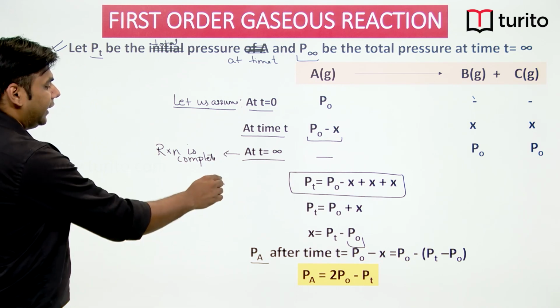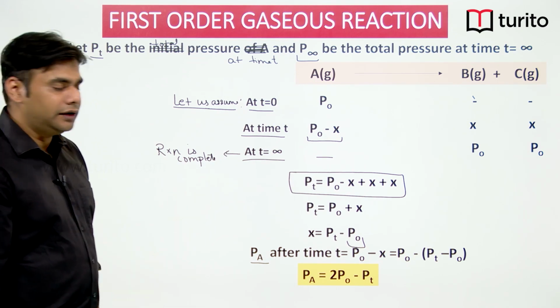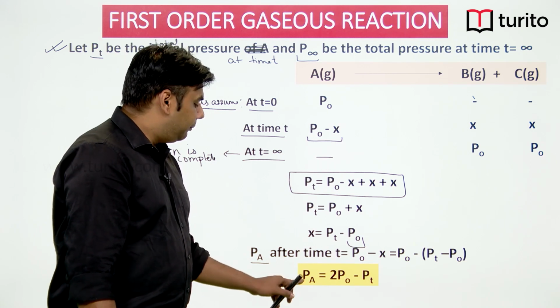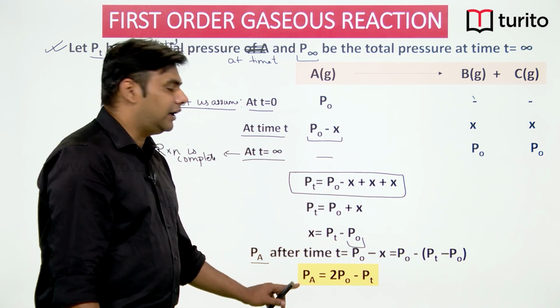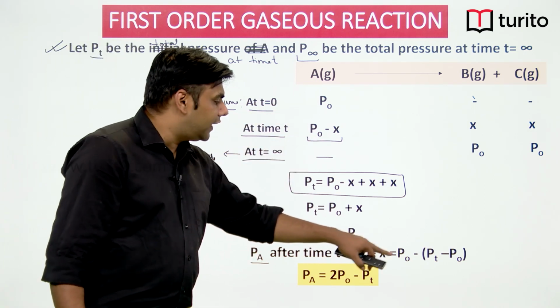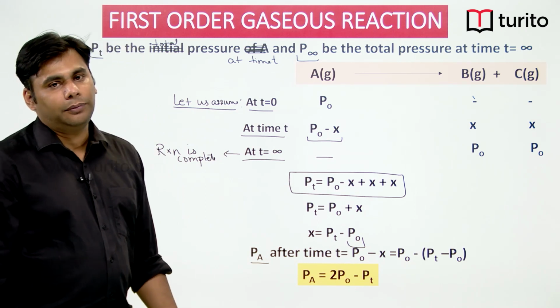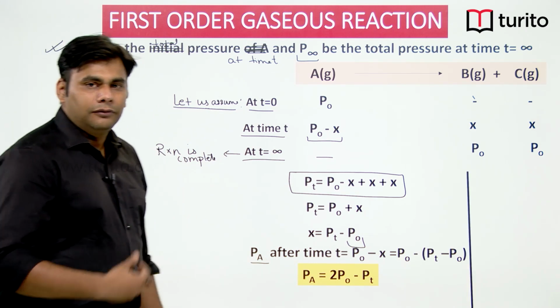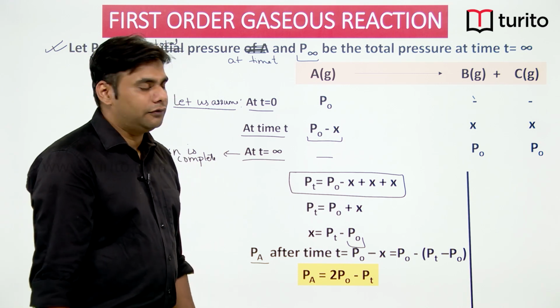Okay. So basically we are carrying out the stoichiometric calculation, and after carrying it out, we understood that PA, now what is PA? PA is the pressure after time t, which corresponds to P naught minus X. So if we put the value of X, we will get 2 P naught minus PT. So now let us look at the time when it was infinity, that is when the reaction was complete.